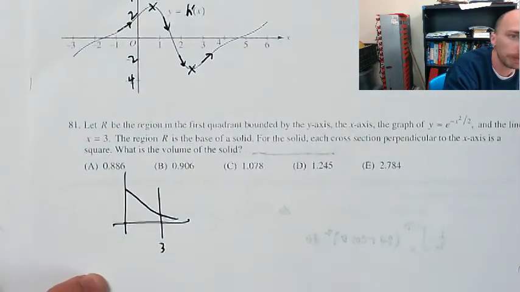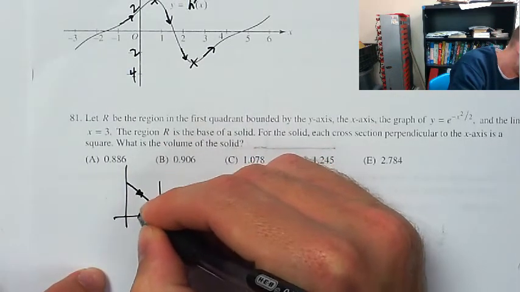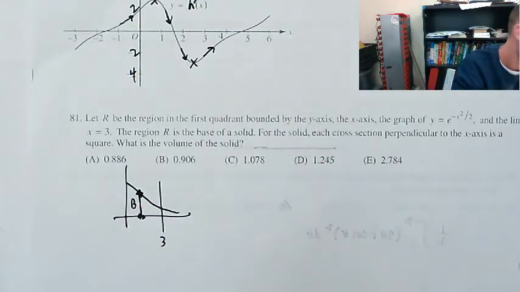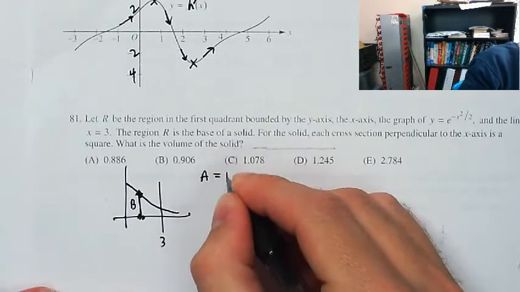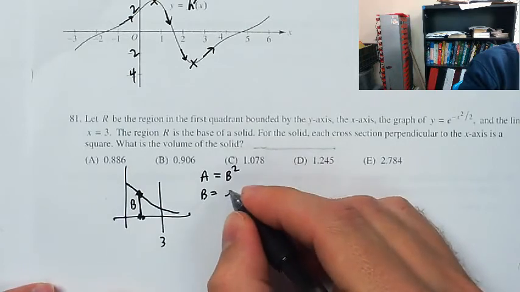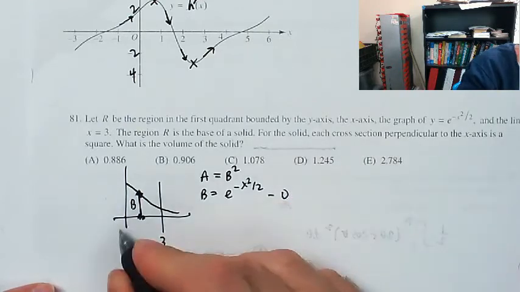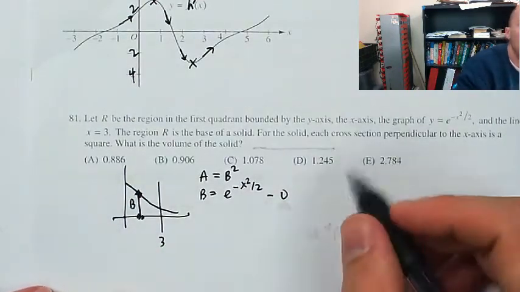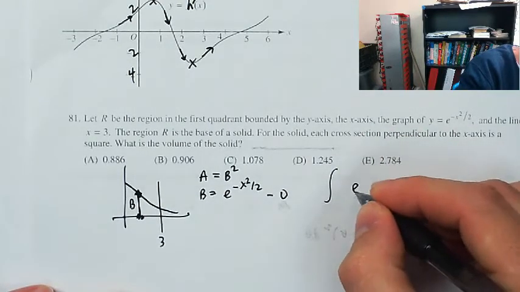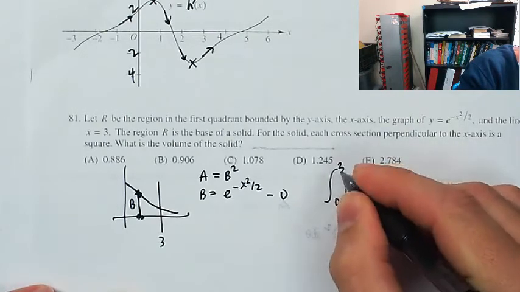Region R is the base of a solid. For the solid, each cross-section perpendicular to the x-axis is a square. Okay, so that's the base of my square. Okay. So the area of a square is equal to base squared. In our case, base is equal to top minus bottom, so that's going to be e to the -x squared divided by 2. Top minus bottom is y equals 0. That's the x-axis. And then we know we need to integrate area formula to get volume, so that's going to be e to the -x squared over 2 squared as x runs from 0 to 3.